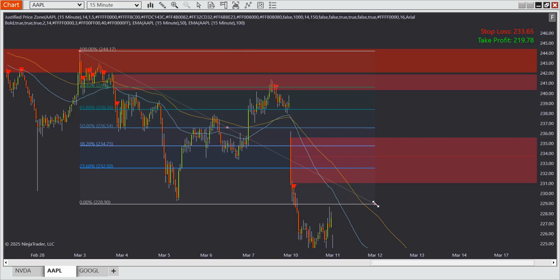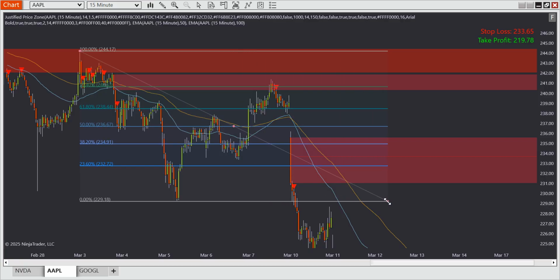Let me scroll this out a little bit more. So again, I'm anchoring it from this high. This is the new range price is in, from this high to this low. Goes back above the 61.8, but again, the main concept is not these specific levels. The specific levels we're looking for are with the indicator itself of the justified price zone. This is just showing premium and discount.